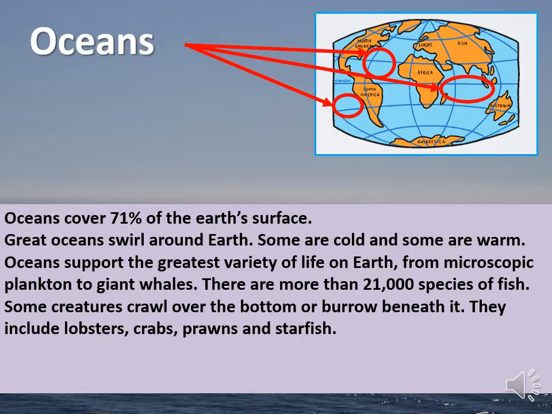You will be seeing that there are some animals which live on the surface of the ocean, like the fishes. You can find some of them on the surface, some of them below the surface, and some of them right on the ground. The animals that you find on the ground are lobsters, crabs, prawns, and starfishes.